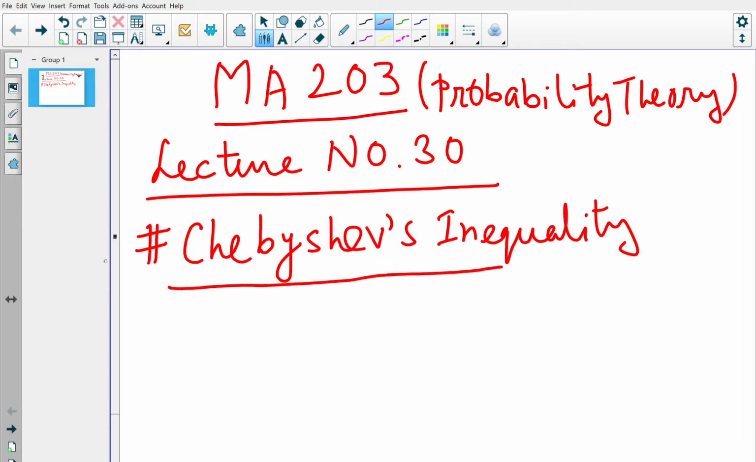Okay, so we will first write down the statement, and then I will tell you what is the geometrical meaning, and then the proof. Okay, so let us start with the statement. So what does the statement tell? So the statement of the Chebyshev inequality.